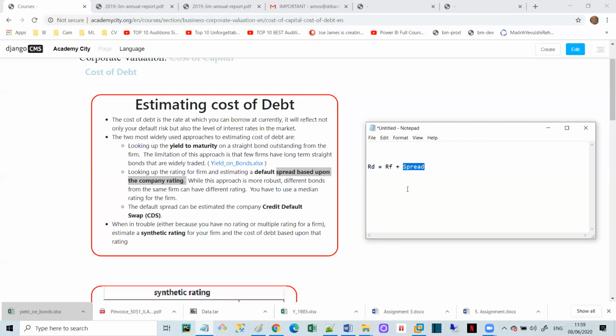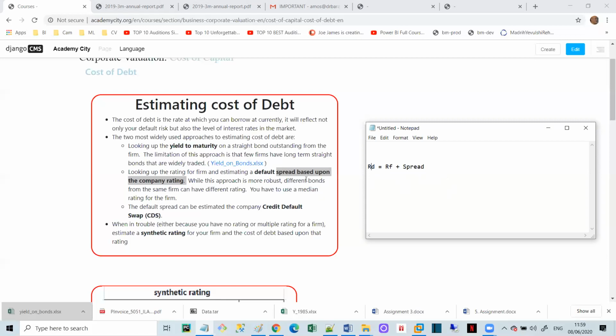So I need to look up if there is a rating for this company. And if that company has been rated, then I will have to go and look at another table and find out how much I have to add to find the RD.